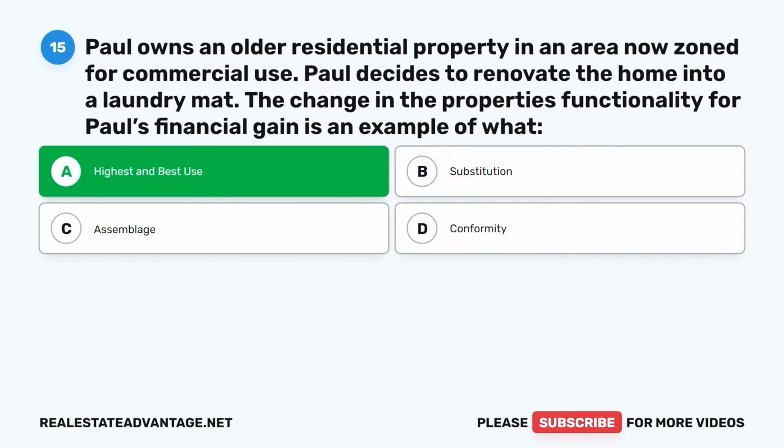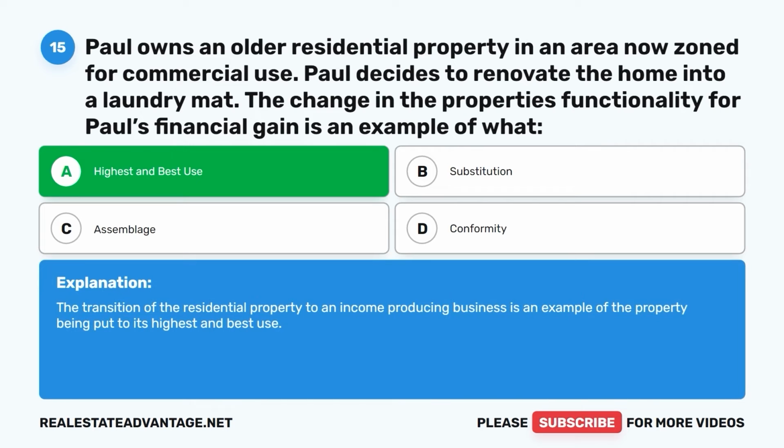Highest and best use. The transition of the residential property to an income-producing business is an example of the property being put to its highest and best use.